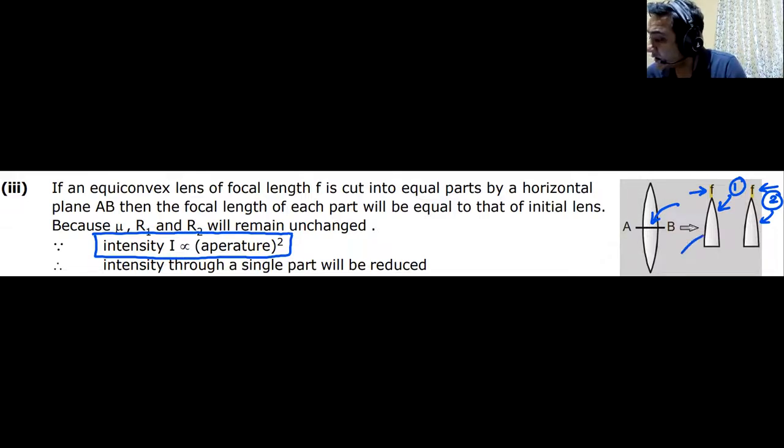Intensity of light that is passing through the lens depends on aperture squared. Here, the aperture, which is nothing but the diameter of the lens, of the smaller lens, is half the diameter of the full lens. Do we understand this? Yes, sir. This lens is cut into two, so one part has half the aperture. Therefore, the intensity of this lens will be the intensity of the original lens divided by 4. Do we understand why it is divided by 4? Because the aperture is halved. If the intensity from the full lens is I, the intensity from the cut part would be I divided by 4. Do we understand this? Yes, sir.